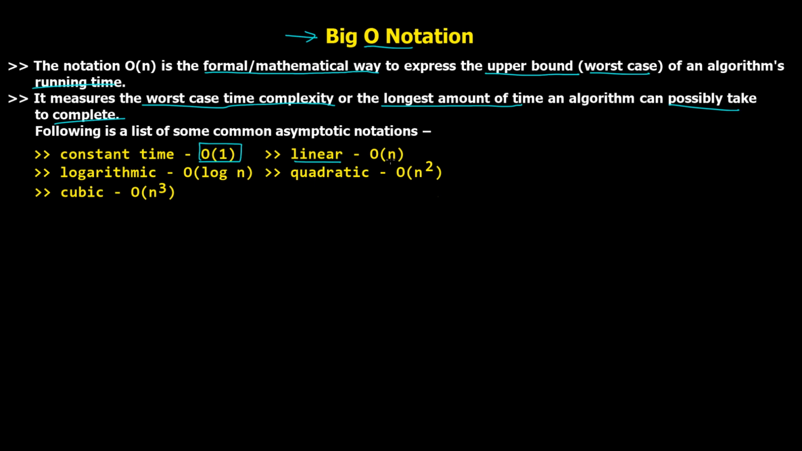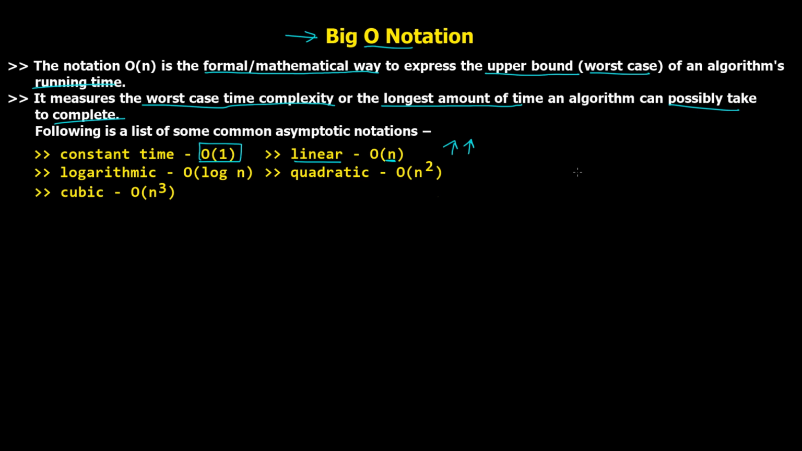For linear you say O of n, which means that when n increases, the time also increases. It is linear. So this is that linear behavior that we saw. We have one more as logarithmic. We have quadratic, which is also known as exponential behavior. So when the n increases, the time increases the square times.